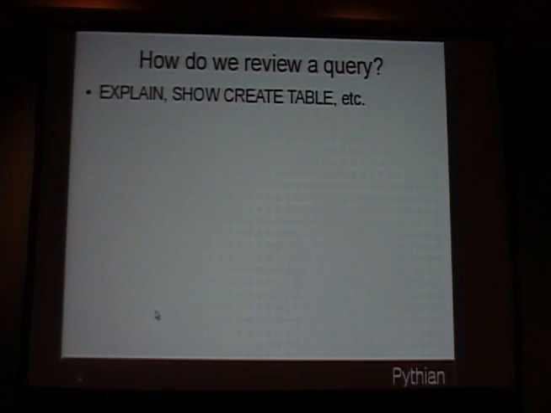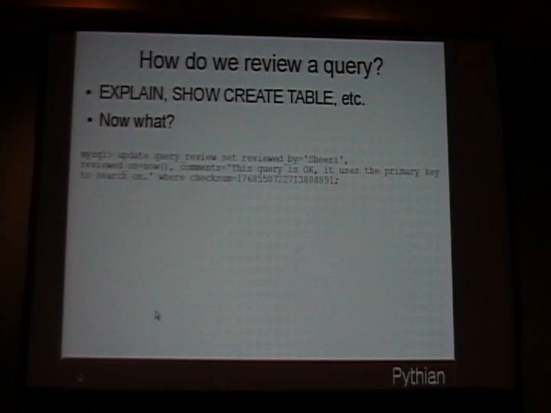So, how do you review a query? Well, use explain and show create table. That's probably another session somewhere at the conference on actually how do you optimize a query, all that kind of stuff. But once you do that, right, now what? Well, now you do an update query review, set reviewed by equal to Sheeri, reviewed on equal to now, comments this query is okay, it uses the primary key to search on.